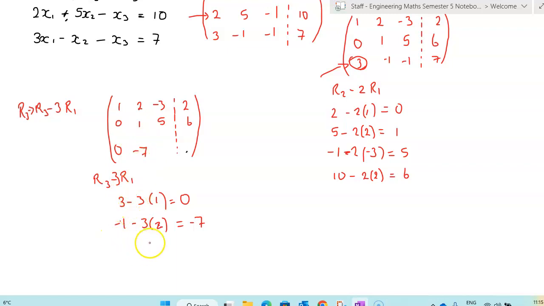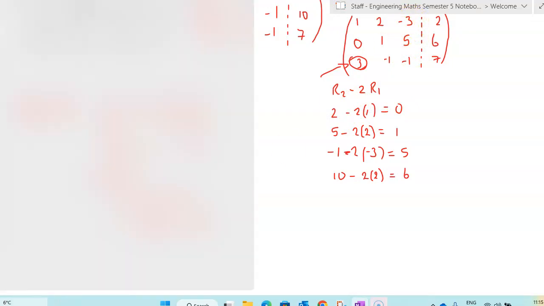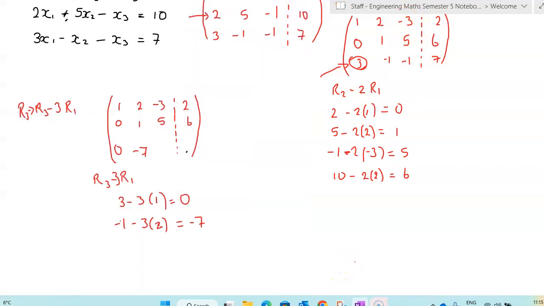Okay, and then the next one is going to be minus 1 minus 3 times minus 3. And that equals 3 3s are 9. Minus by minus is plus 9 minus 1. 9 minus 1 is 8. So that's 8 goes in there. And then the last one here is 7 minus 3 2s, which is 7 minus 6, which leaves me with 1.